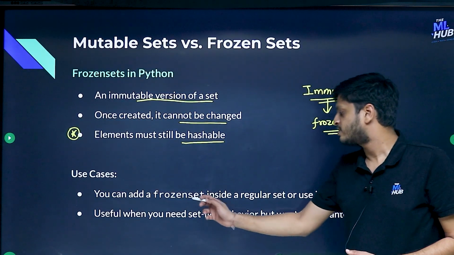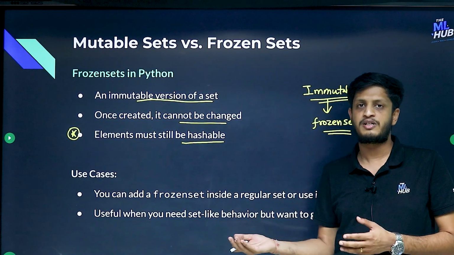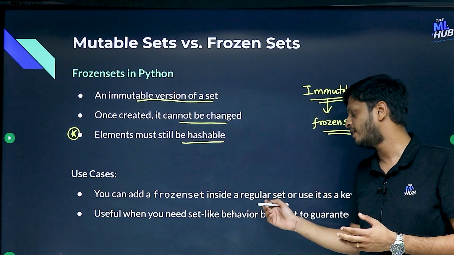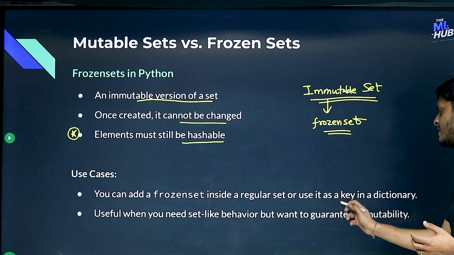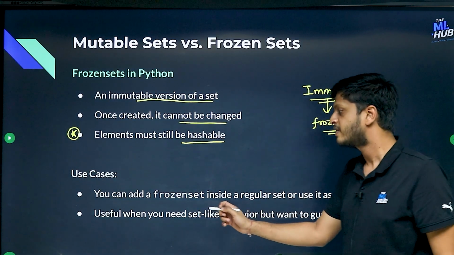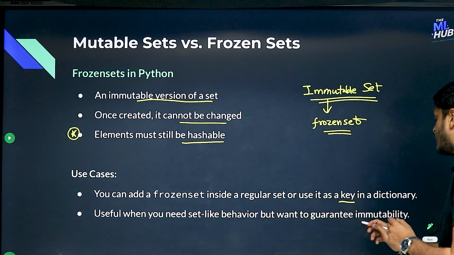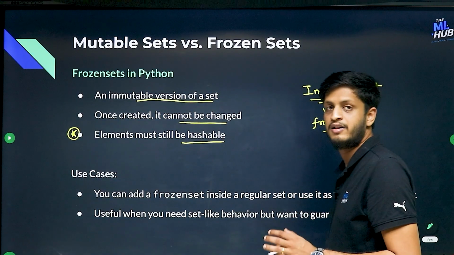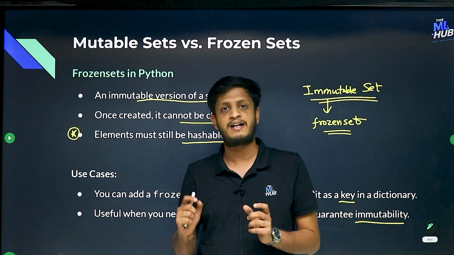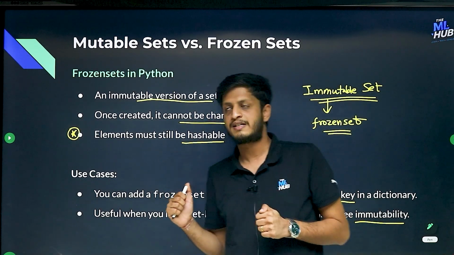So you can add a frozen set inside a regular set, or you can even store a frozen set inside a frozen set as well, or use it as a key in a dictionary also. This dictionary concept we will see in the next lecture. It is useful when you need set-like behavior but want to guarantee immutability and hashability. If you want to guarantee immutability and hashability and still want set-like behavior, you can use frozen sets.